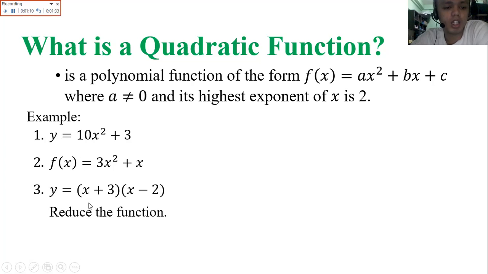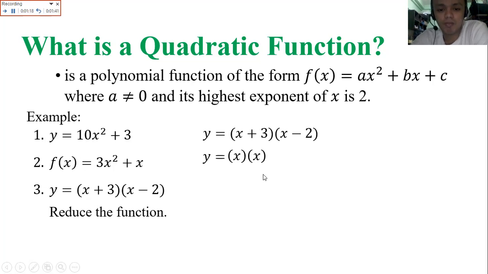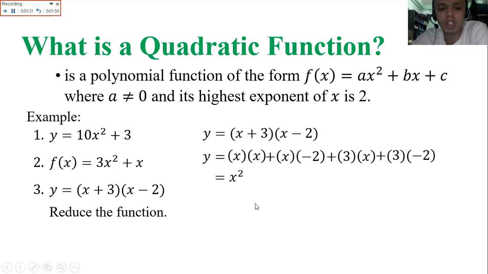If we simplify this, or reduce it into a function, what we will do is use the FOIL method. We have x times x, then x times negative 2. Then we distribute 3 times x, and 3 times negative 2. Simplifying, x times x is x squared. X times negative 2 is negative 2x. 3 times x is 3x. 3 times negative 2 is negative 6.